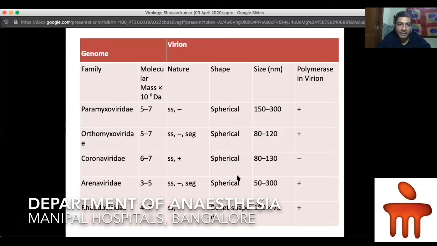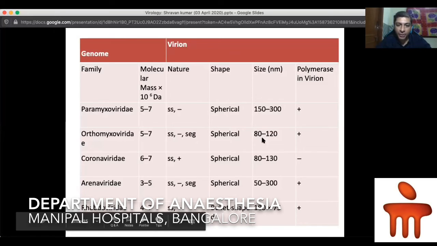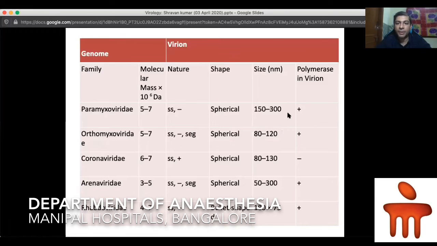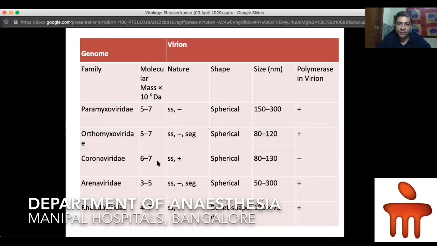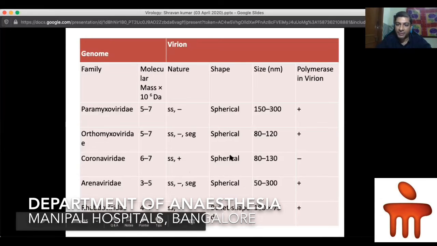Even in this slide, what I've tried to focus on is the size of the virion. Here, the coronaviruses are 80 to 130 nanometers in size. This plays an important role in understanding the pathogenesis, because we need to understand how it enters into the type 2 pneumocyte or into the bloodstream. Coronaviruses have a size of 6 to 7 times 10 to the power of 6 Daltons. That is the size of the virus. It's a positive stranded and spherical virus.